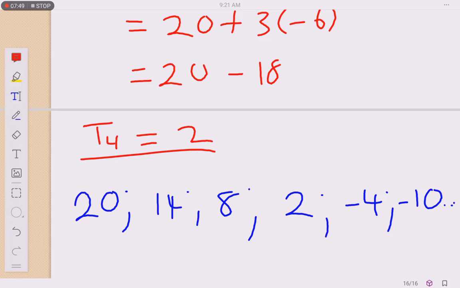That will be our sequence. So that's how you answer that question. Such that this is our T1, T2, T3, T4, T5, T6, T7, and so on. So this becomes the sequence that was asked for.